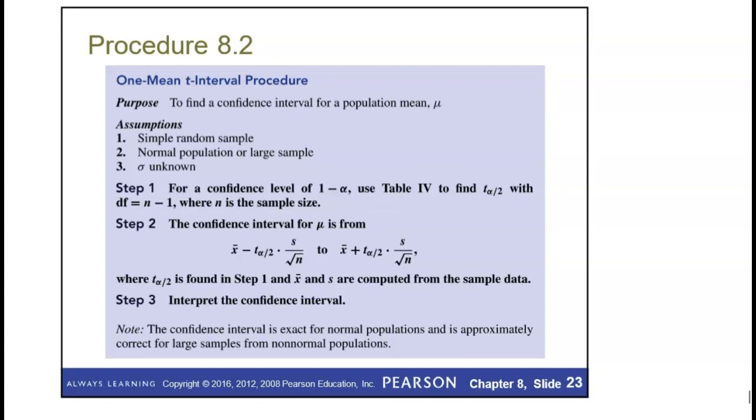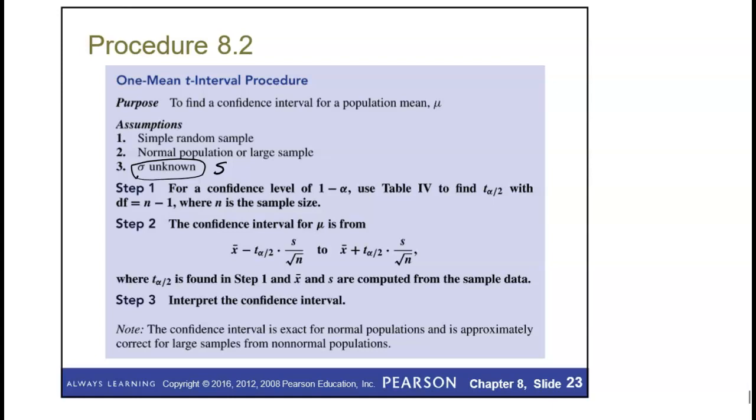Now, I want you to look at the formula. Notice it really doesn't change that much. We have the same assumptions: random, normal population, or large, but now sigma is not known. Because we don't know sigma, we have to use a point estimate. Remember, when you don't know the population parameter, you use a sample statistic as a point estimate for that population. So we're going to use our S value, which is the standard deviation of our sample.